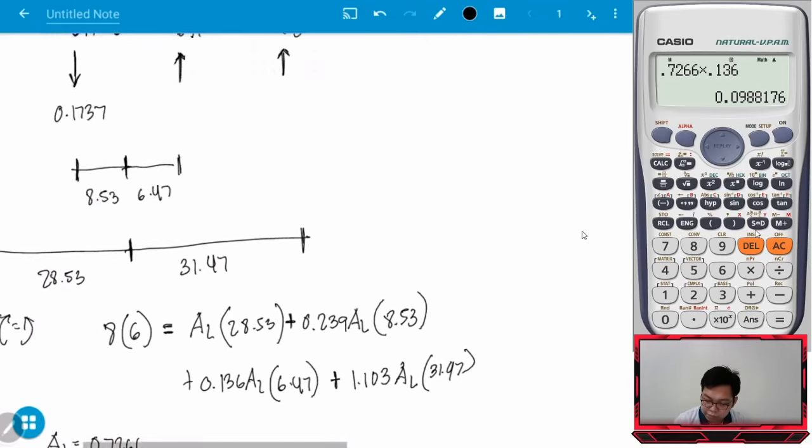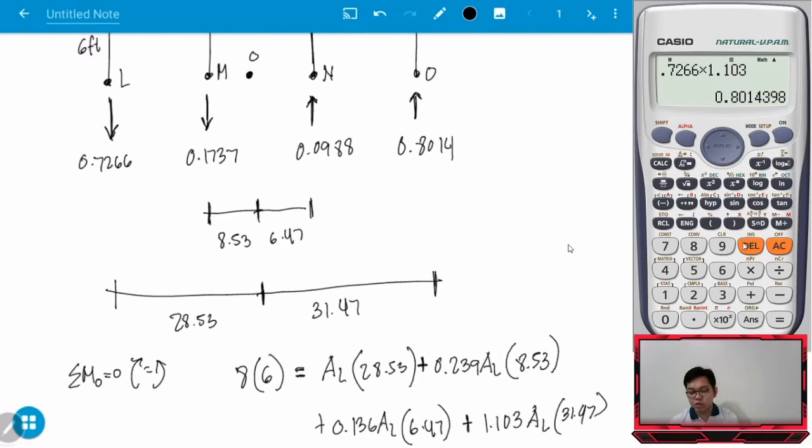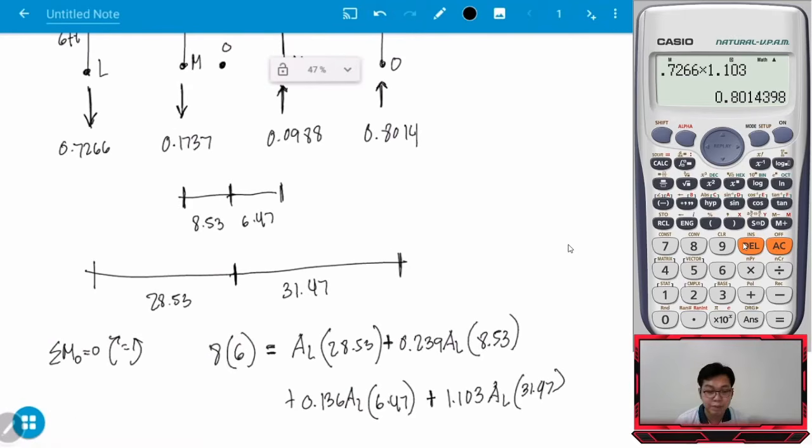So, that's 0.998, so 0.0988. And then, yung last is, instead of 1.103, that's 0.8014. Okay? So, anyway guys, to check if tama ba yung sagot natin, you can just sum up forces vertical. Dapat equal lang sila. Okay? So, anyway, after nyan, I think pwede na tayong mag-solve. Burahin ko na lang to.